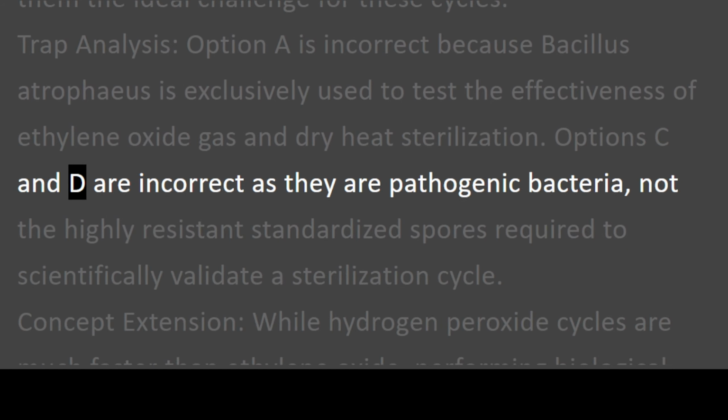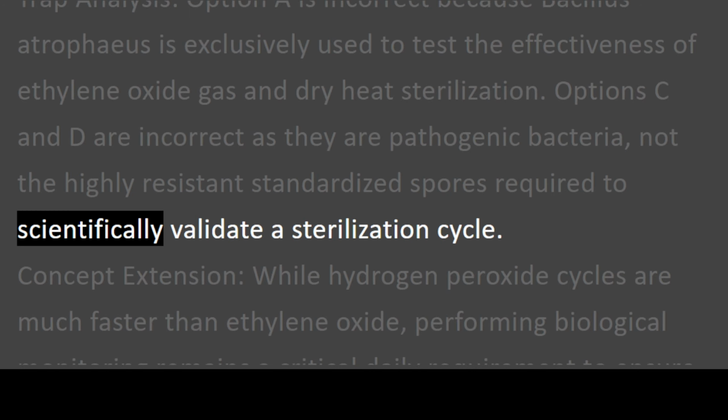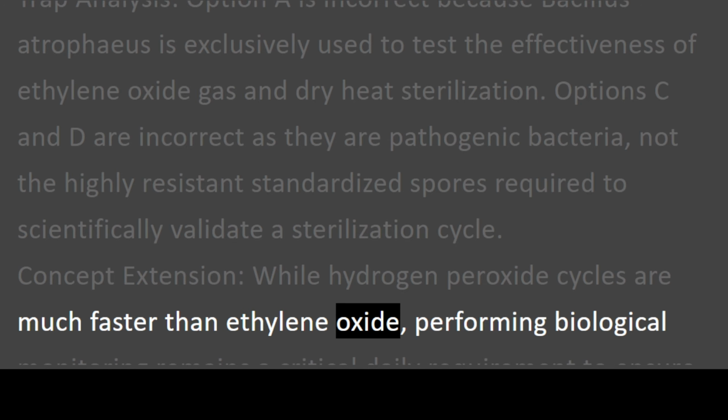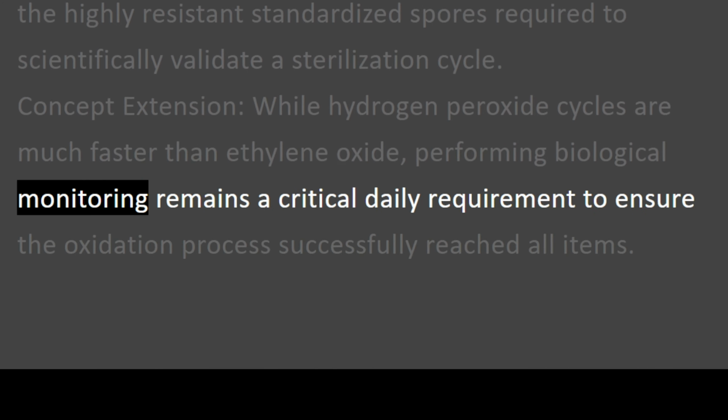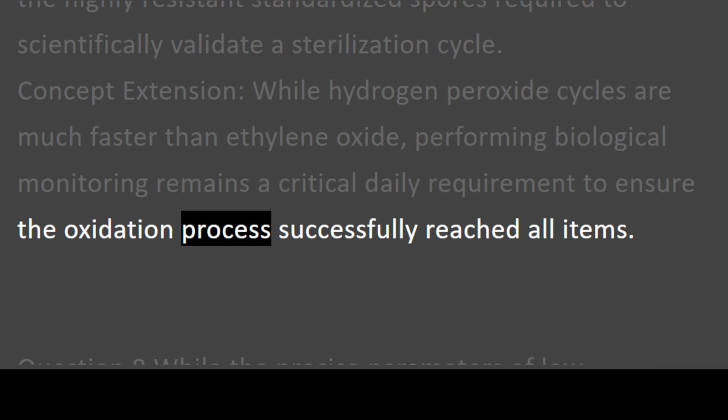Options C and D are incorrect as they are pathogenic bacteria, not the highly resistant standardized spores required to scientifically validate a sterilization cycle. Concept extension. While hydrogen peroxide cycles are much faster than ethylene oxide, performing biological monitoring remains a critical daily requirement to ensure the oxidation process successfully reached all items.